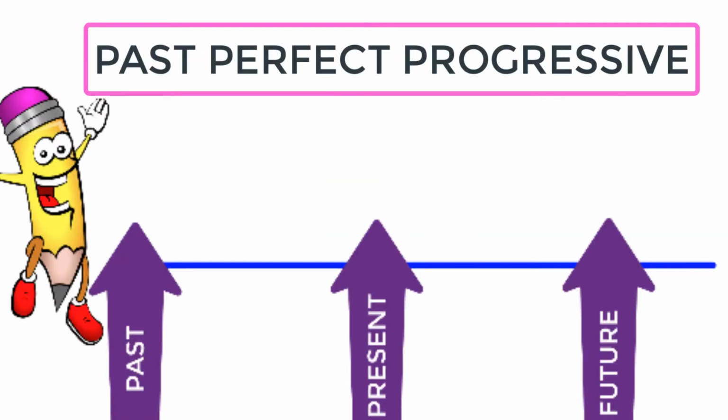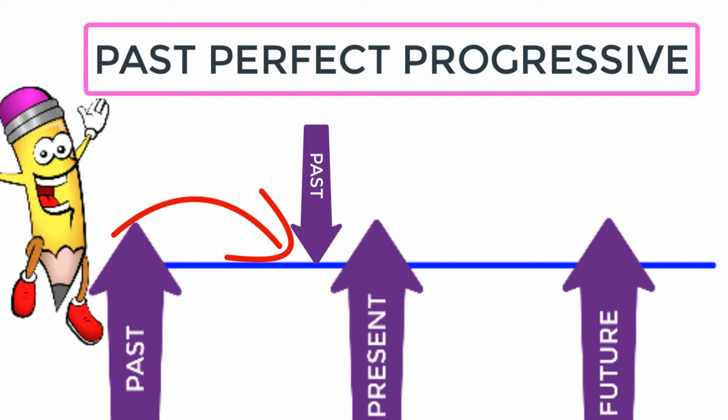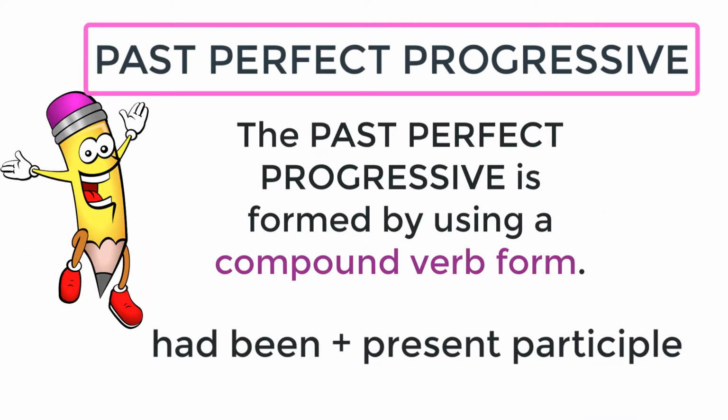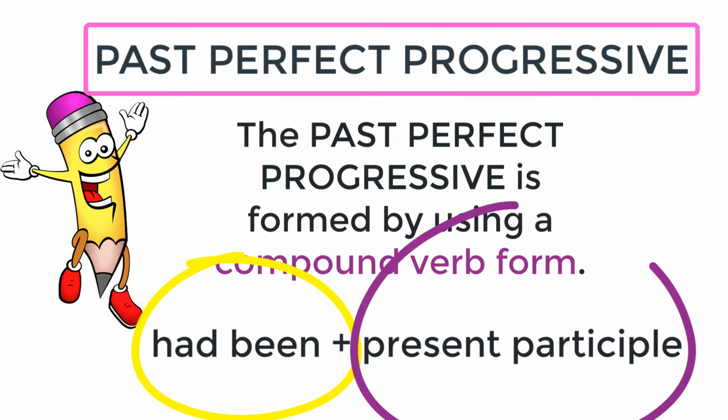The past perfect progressive is used to show an action that started in the past and continued up to another point in the past and was perfected or completed at that time, meaning that that action ended at a defined point in time in the past. The past perfect progressive is constructed using had been plus the verb's present participle.